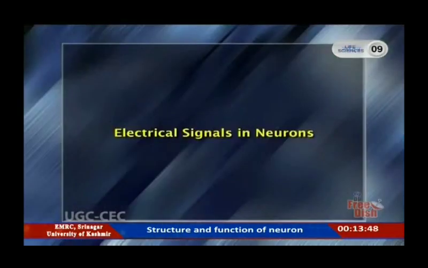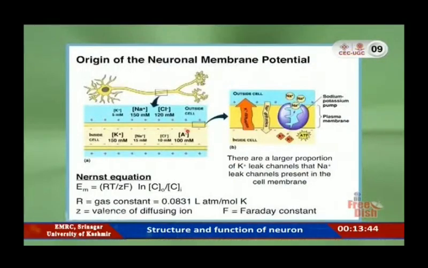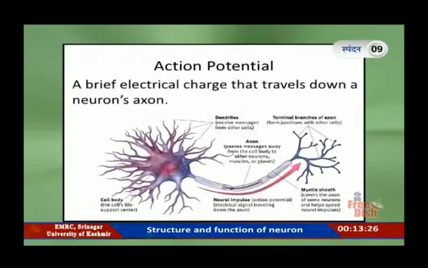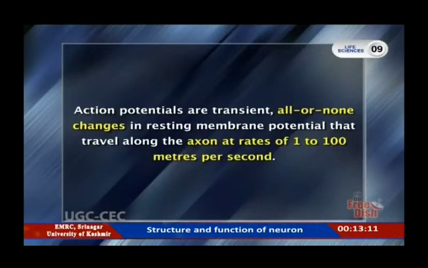Now, electrical signals in neurons. All living cells have a separation of charge across the cell membrane. The separation of charge gives rise to the resting membrane potential. Neurons and muscle cells both use brief changes in this resting membrane potential to quickly send signals from one end of the cell to the other. In neurons, electrical signals called action potentials propagate from the cell body down the axon to the synaptic terminals, while stored neurotransmitter is released. Action potentials are transient, all or none changes in resting membrane potential that travel along the axon at rates of 1 to 100 meters per second.